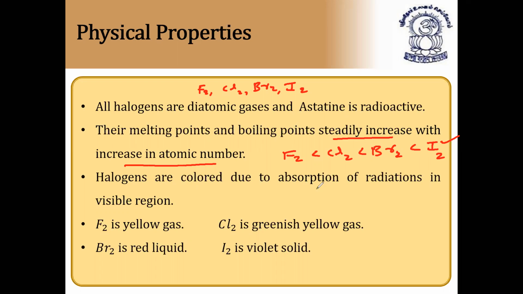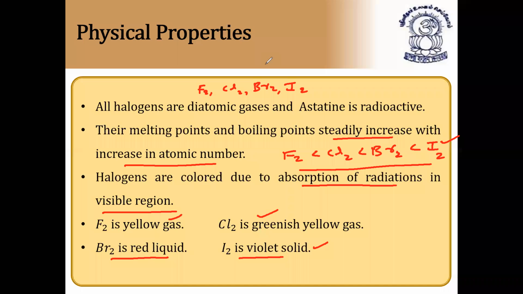Halogens are colored due to absorption of radiations in the visible region. F2 is a yellow colored gas. Chlorine is a greenish yellow gas. Bromine is a red colored liquid. Iodine is a violet solid. So as I told you, iodine is solid at room temperature. These are the physical properties of halogens. The melting points and boiling points steadily increase with the increase in atomic number. So this is the melting point and boiling point order; the reverse is the decreasing order.